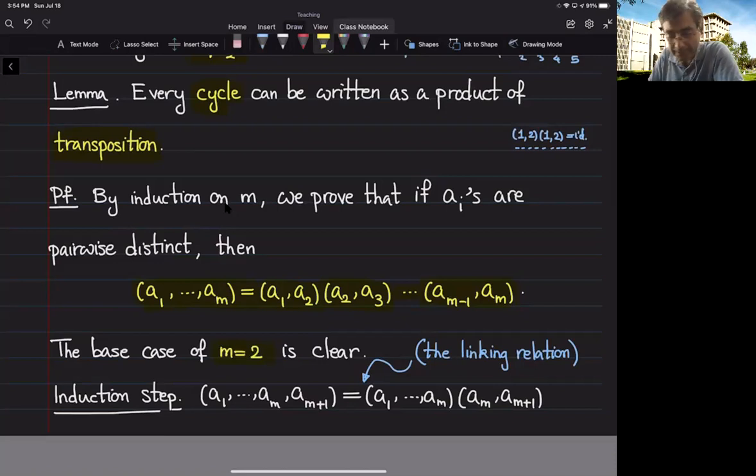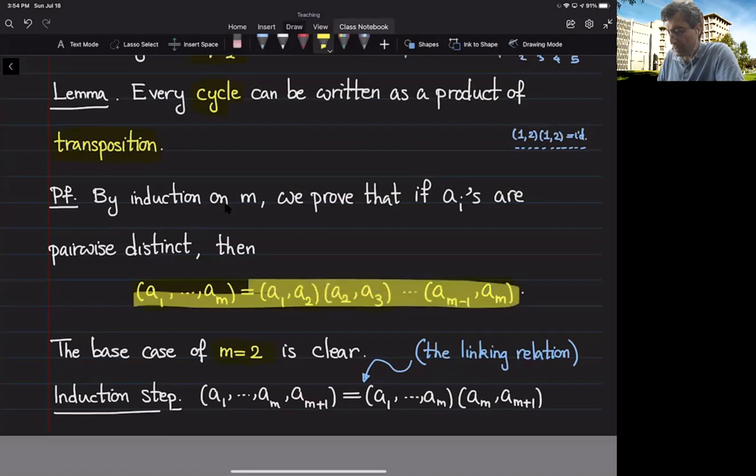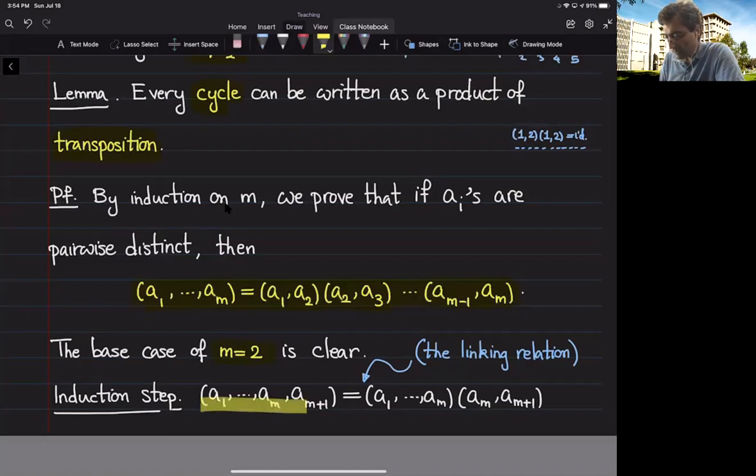What does that mean? That means that I'm going to assume that this equality actually holds for m. Next, I want to show it for m plus 1. That means this is the equality that I want to show, the same equality for (a1, a2, ..., a sub m plus 1). Okay, but how can I show it?